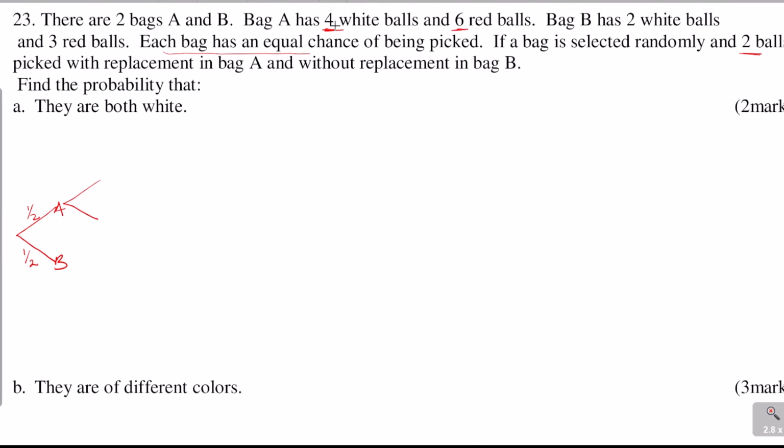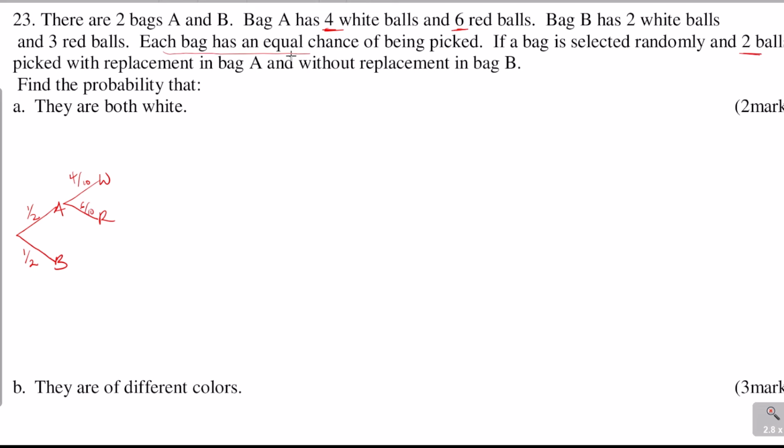So that means all the balls are 10. So we have white and we have red. So probability of picking white will be 4 divided by the total. The total number of balls in bag A is 6 plus 4, 10. So probability of picking a white ball will be 4 over 10, and the other one will be 6 over 10.